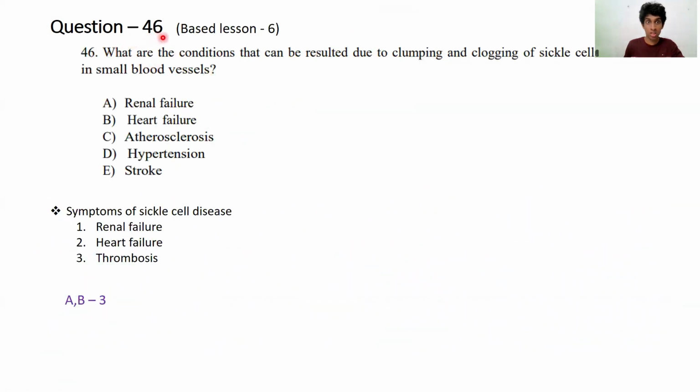Question number 46. It is based on the sixth lesson. What are the conditions that can be resulted due to clumping and clogging of sickle cells in small blood vessels? So the symptoms of sickle cell disease are renal failure, heart failure, and thrombosis. So accordingly, A is correct, B is correct, C, D, and E are wrong.